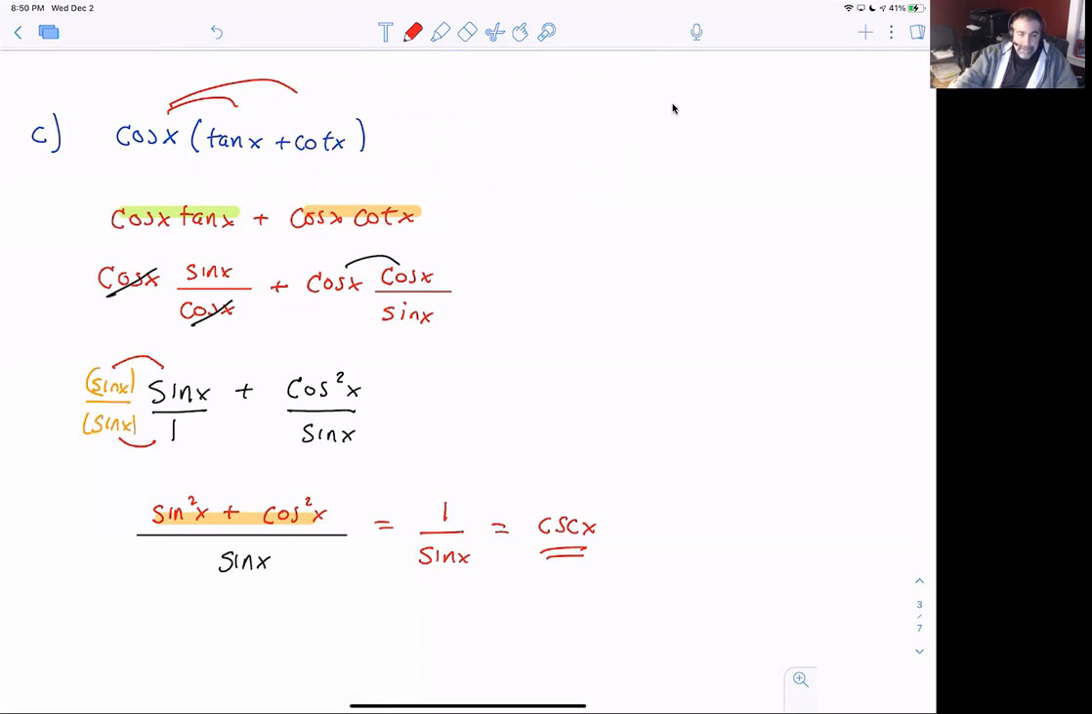I'm going to make several videos this afternoon showing you guys how to simplify these expressions. We're going to be looking at identities in this section. Let me know if you have any questions. There'll be another video coming shortly.